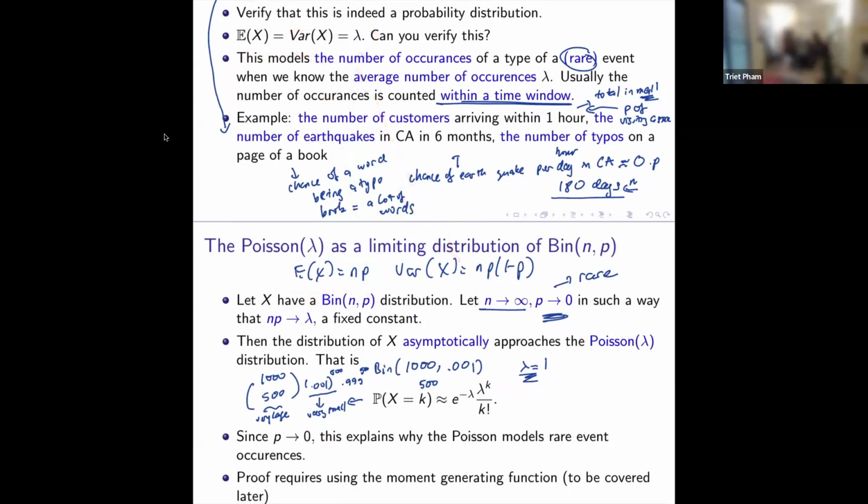Notice that n times p goes to lambda, so that goes to lambda. What about 1 minus p? Well, p goes to 0, so 1 minus p goes to 1. So actually, the variance here also converges to lambda. This is a more sophisticated argument, but it explains why the expectation and variance of the Poisson are the same. You can do it through an analytical calculation, but this is an alternative explanation.